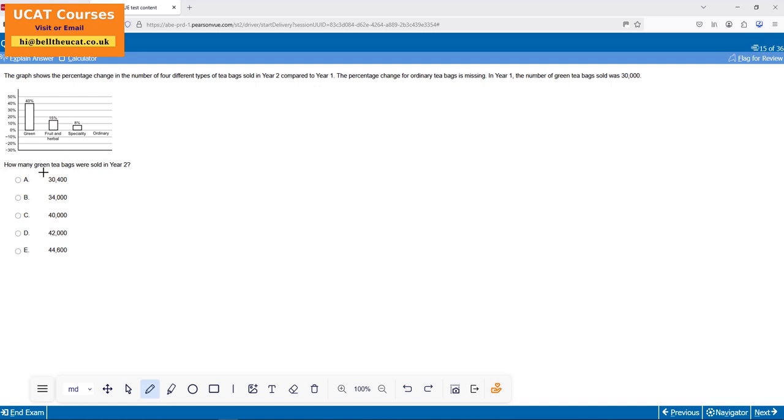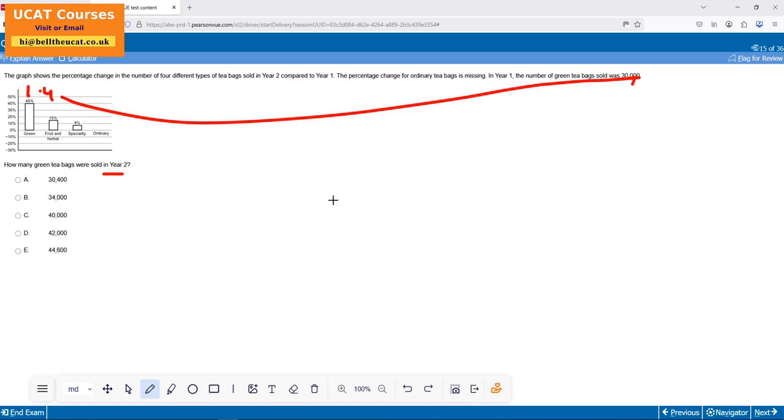So what is it? How many green tea bags were sold in year 2? In year 2, that's 40% more. Multiplier 1.4. 1.4 times by how many green? 1.4 times by 3, 42. Or 14 times 3 is 42. Any option? 42. Bang. Oh, there we go. 10-second question. 40%, multiplier 1.4. And 14 times 3, mental maths again.